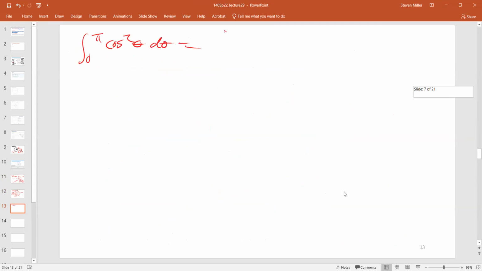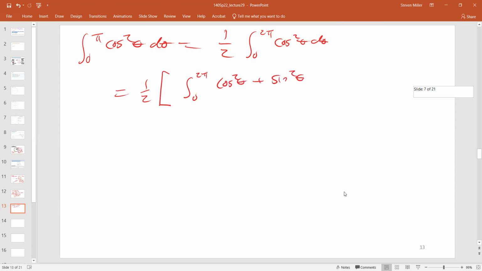Do you agree that this is the same as 1/2 the integral from 0 to 2 pi of cosine squared of theta d theta? Well, the integral of cosine squared from 0 to 2 pi is the same as the integral of sine squared from 0 to 2 pi, because sine and cosine just differ from each other by shifting by 90 degrees. So if I integrate one over a full cycle, it's the same as integrating the other. So this is 1/2 the integral from 0 to 2 pi of cosine squared theta plus sine squared of theta over 2 d theta.